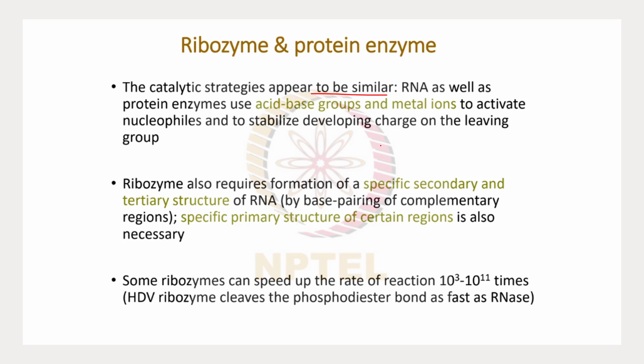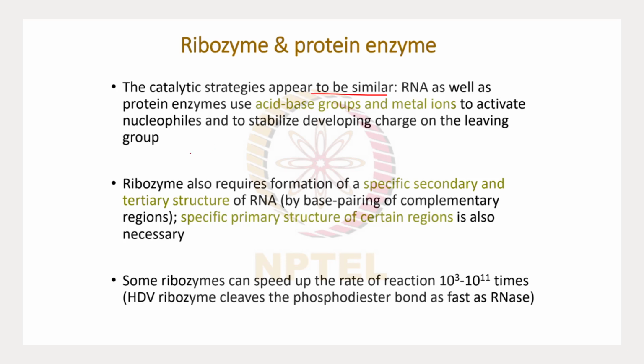Also the metal ions, if you can remember, a lot of metal ions including manganese and calcium and others are used for a lot of metabolic processes. Generally in kinase-mediated regulation processes, a lot of metal ions are used. Also in hemoglobin, iron is present, right? These act to activate nucleophiles and stabilize developing charge on the leaving group. The same process is used by both RNA and protein enzymes.